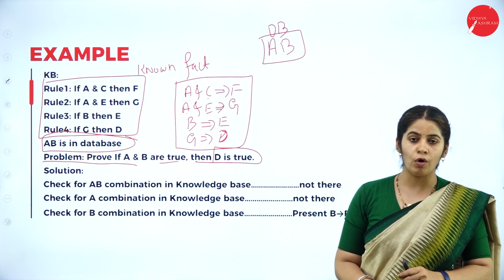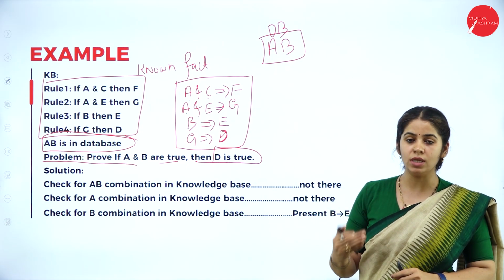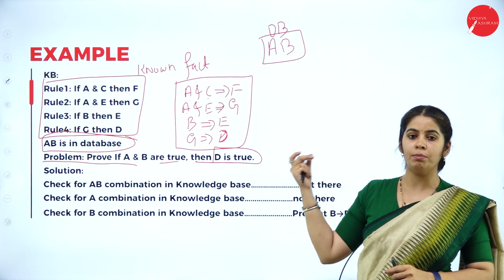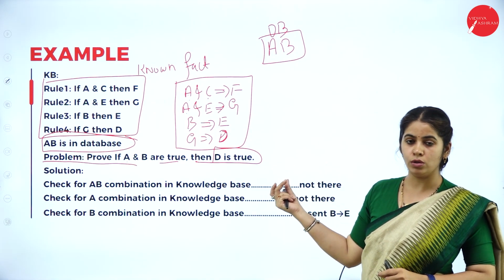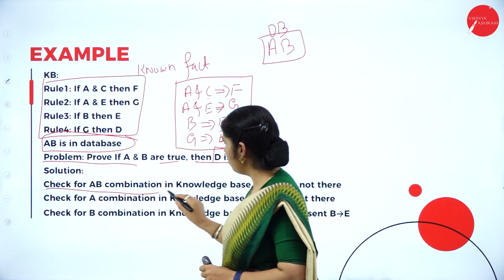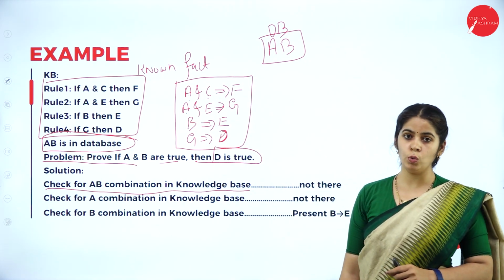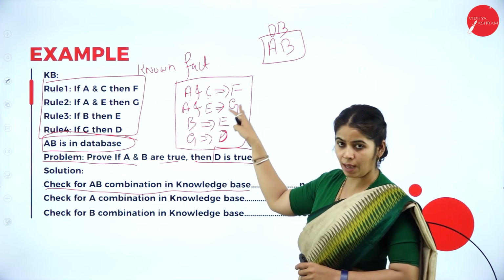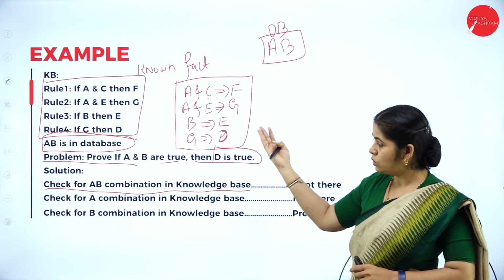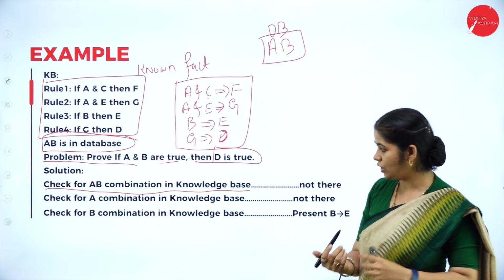So what do we have to follow? We have to follow some forward chaining algorithm steps to prove that if A and B are true, then D is also true. What exactly are we going to check? Check for the A and B combination in the knowledge base. In the known facts, do we have A and B implies something? No, right? So we cannot use any of these rules initially.